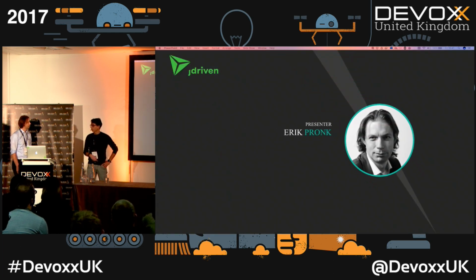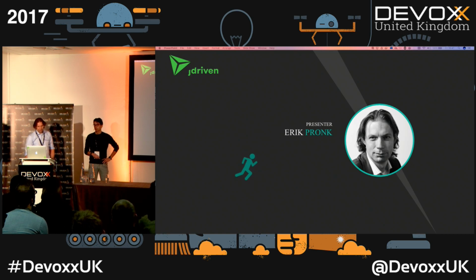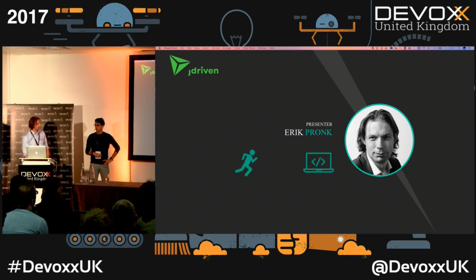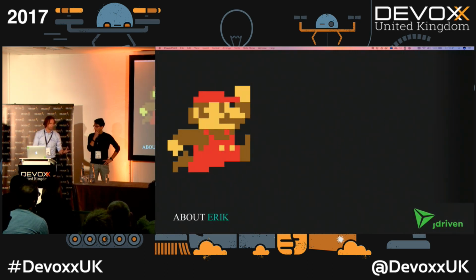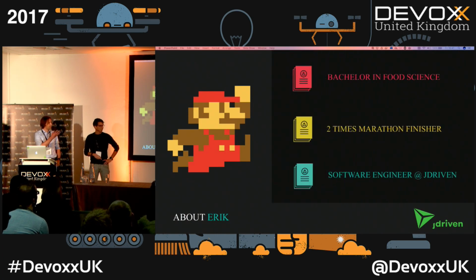2016. Yeah, yeah, that's me, Erik Pronk. I like to work out, like to run a lot, like to develop, like to code. And not as the picture describes, but I have a bachelor in food science, so I like to talk about food. My achievements, badges, what you call, bachelor in food science, two-time finisher of a marathon, that's actually the thing that I'm very proud of, and a software engineer at JDriven.